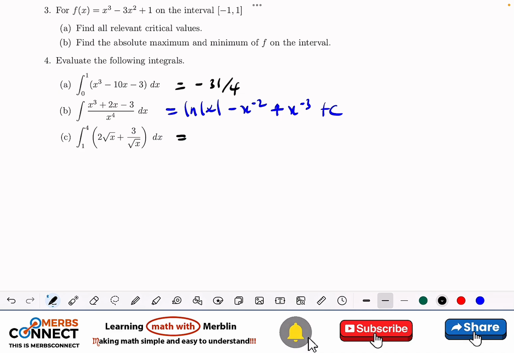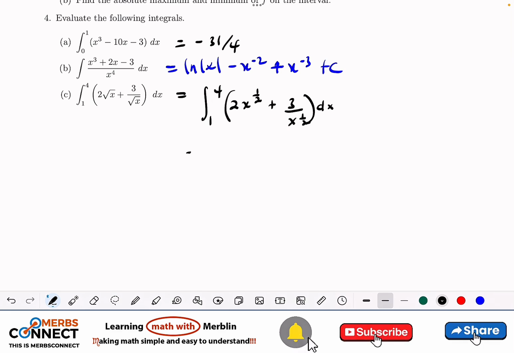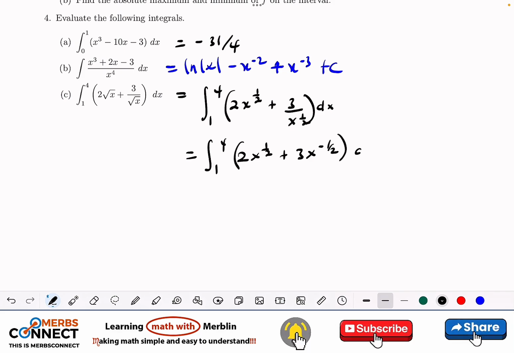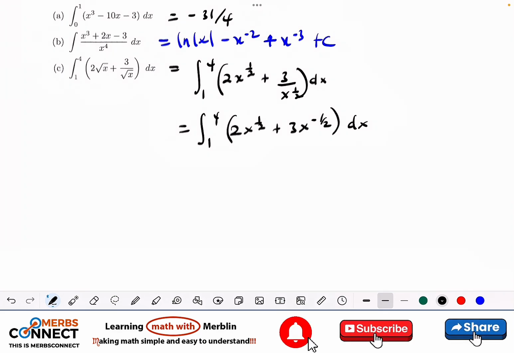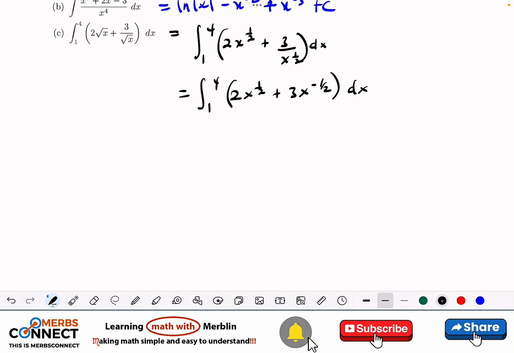Now this one, I can write as the integral from 1 to 4 of x to the power 1 over 2 plus 3 divided by x to the power 1 over 2 dx, right? Still, I'm not done with the simplification. So from 1 to 4, x to the power 1 over 2 plus, I can write this one as 3x to the power minus 1 over 2 dx. Now that I'm done with the simplification, I can start with the integration.